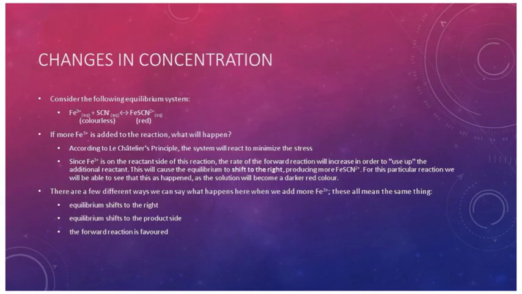For this particular reaction, we will be able to see this happening as the solution will become a dark red color. There are a few different ways we can say what happened here when we added more Fe3+. These all mean the same thing. We could say the equilibrium has shifted to the right, the equilibrium has shifted to the product side, or the forward reaction is being favored.